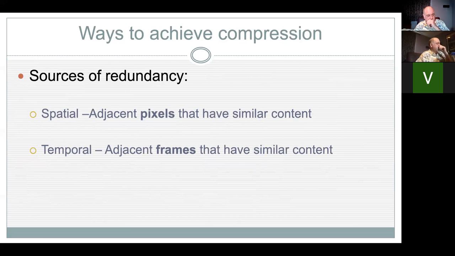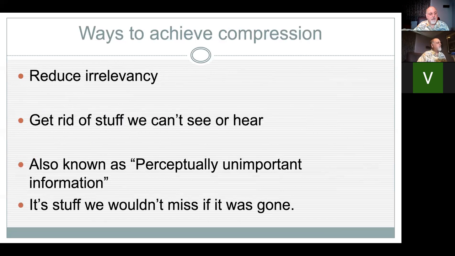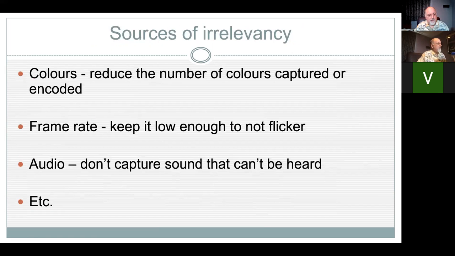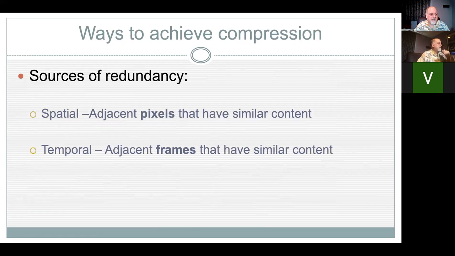So when we talk about redundancy, that's the information that we already have, and this isn't the same. I want to go back and be clear. We talked about irrelevancy. That's information that we cannot detect. So audio frequencies, for example, above human hearing, we can discard those because we're never going to hear them. That is irrelevancy, perceptually unimportant. Redundancy is relevant, but we've already captured it. And we're going to do some math to get rid of the data and then restore it later, okay? So we're going to talk about redundancy now.